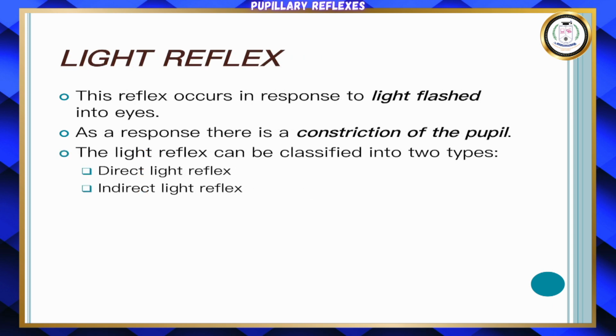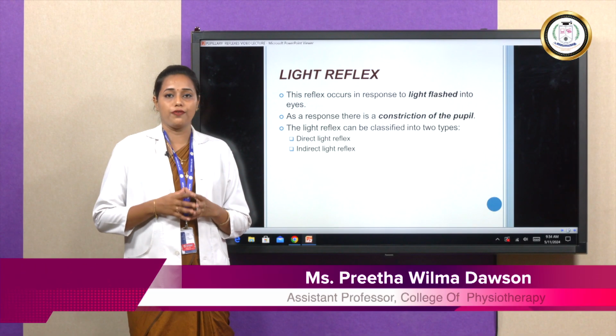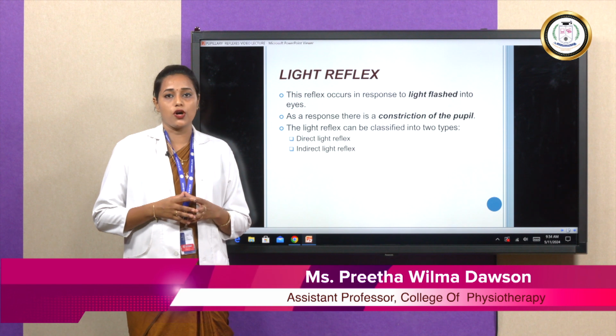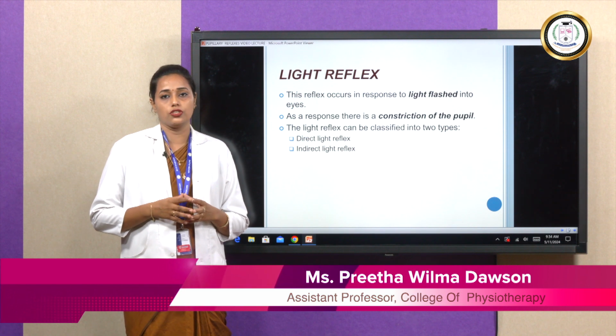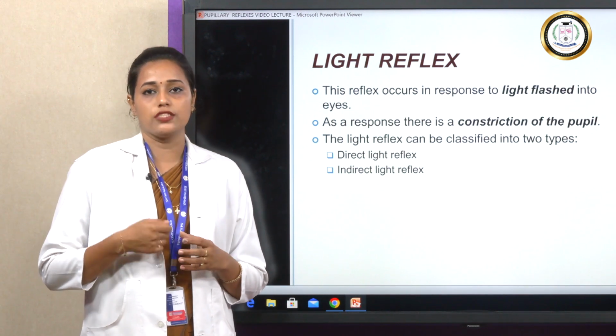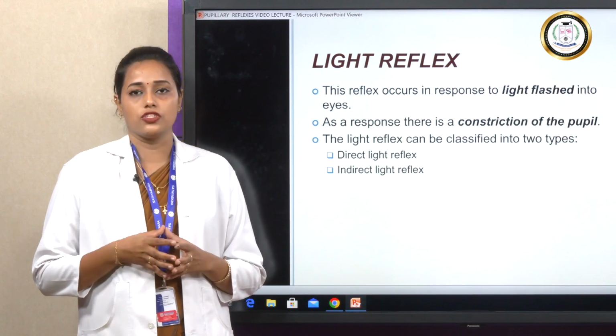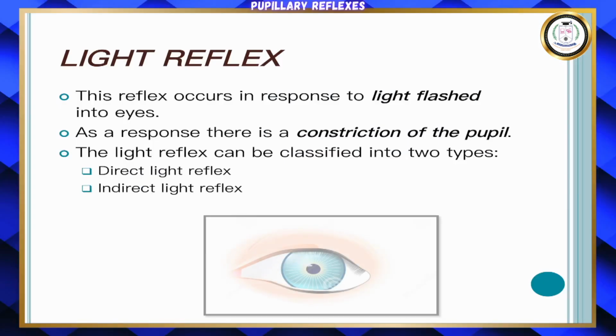First, we'll start with light reflex. In this light reflex, the stimulus is given in the form of torchlight which is flashed into the eye. The response which we get is the constriction of the pupil. So, let us consider when a torchlight is flashed into an eye, the response which we get is the constriction of the pupil. In this image, you can see the pupil is constricted.